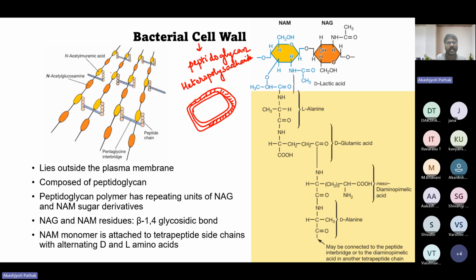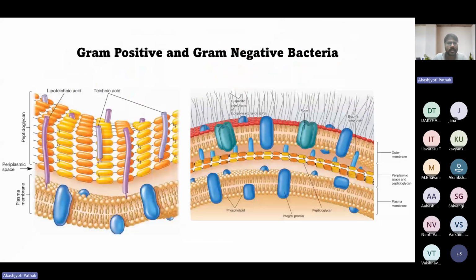So by this inter-strand cross-link, what it is doing is creating a mesh-like structure and providing structural integrity and support to the cell wall, basically. Okay, so you remember this, what type of glycosidic bond is present and what are the subunits that compose the bacterial cell wall, NAM and NAG.